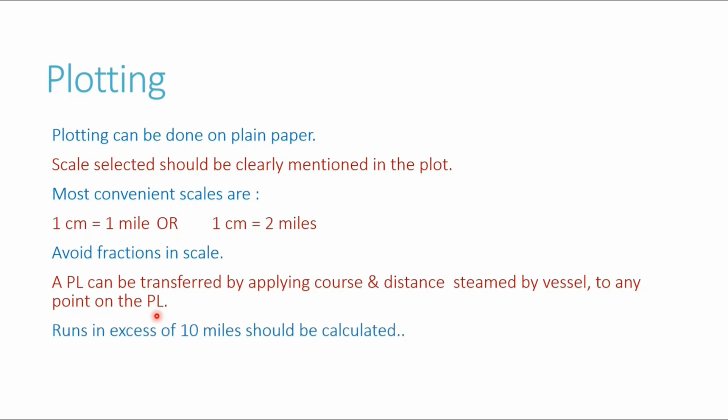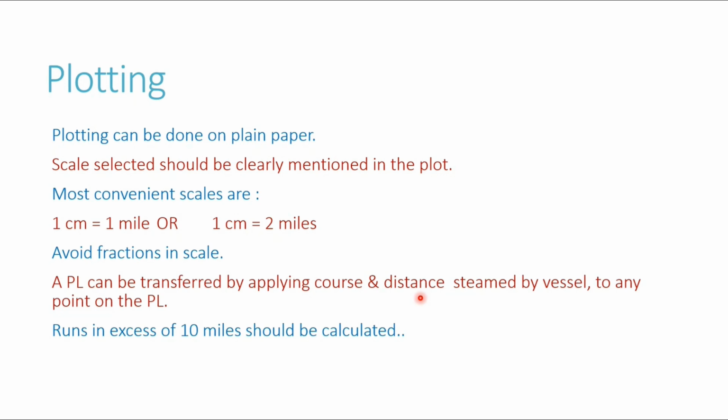Now the second method is using calculation. In calculation, we pick up any point on the initial PL, apply plane and parallel sailing to it, and find out the position arrived at after a certain course and distance has been applied to it. So this is the calculation method. We can calculate the new point or the new reference position from where the transferred PL will be passing.